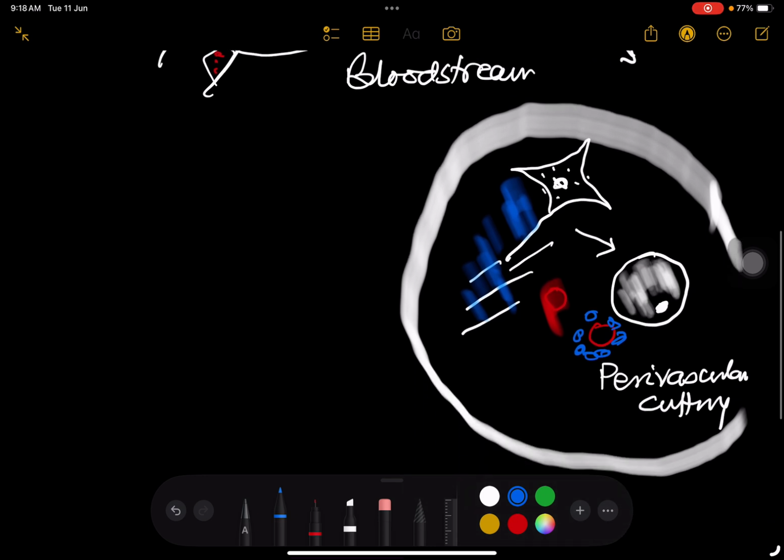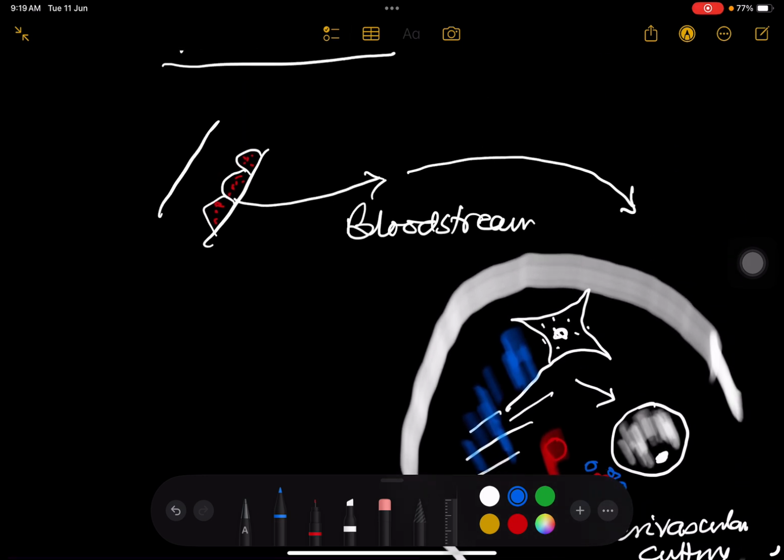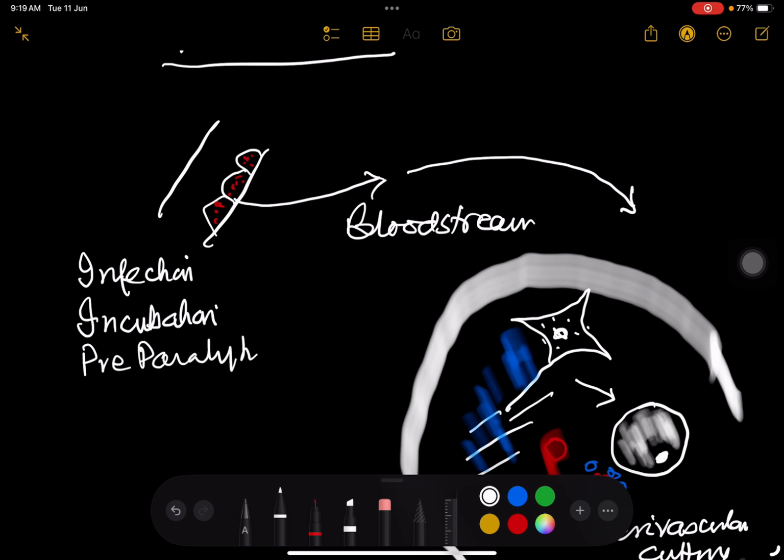Therefore, after understanding this pathology, you would be very easily able to understand the stages of poliomyelitis. The first is infection. The second is incubation. Third is a pre-paralytic phase characterized by diarrhea, enteritis, and influenza-like sickness.